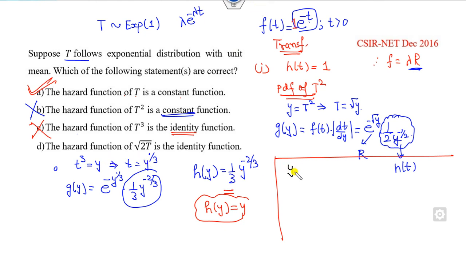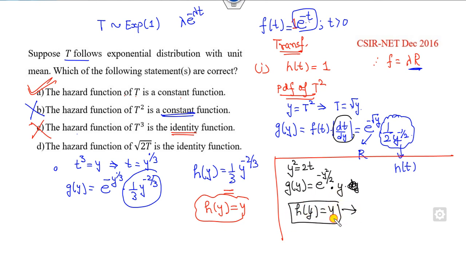Now look at the last option. So if I consider y is my root t, that's y square is my 2 times of t, then g of y will be, I can substitute this is my y square by 2 into the derivative of t, that's my y of dy or dy square. What is the dt by dy is my here. So what is that? Hazard function is my y, and you can see this is my constant, or this is my identity, and they are talking about the identity. So the right answer is my a and d are the correct option.